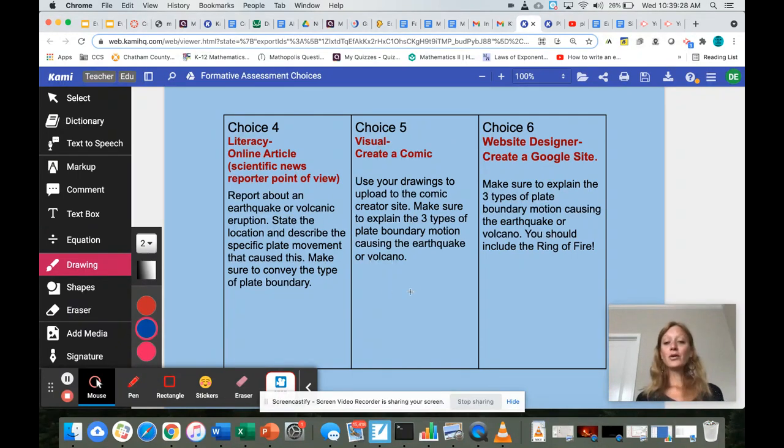Finally, you could make a Google site, like a website, and you could explain the plate boundaries. You could show the ring of fire. You could show the mid-ocean ridge, great pictures that you could put on your website. But specifically, I'm looking for our vocabulary information about why those fault lines would happen or how that volcano would erupt through a weak spot. So you do still have to mention the stresses and the plate boundaries.